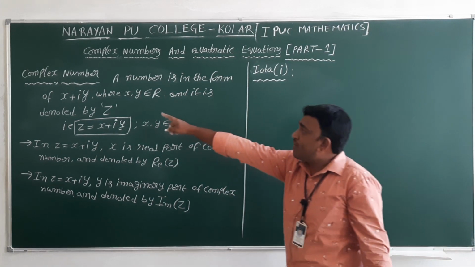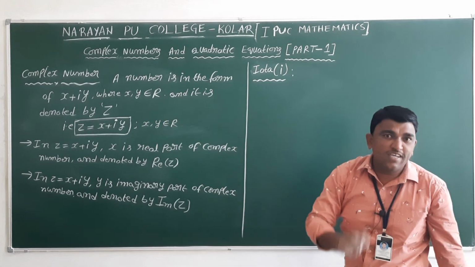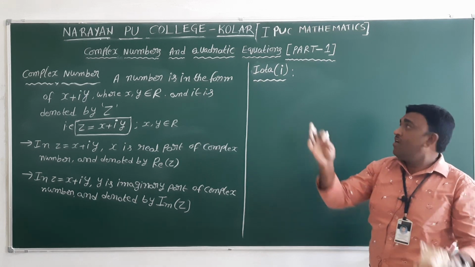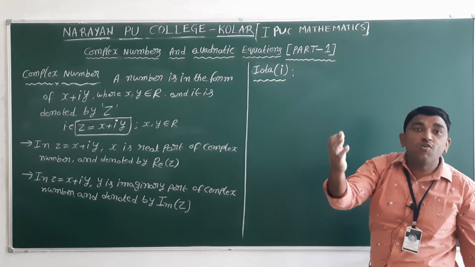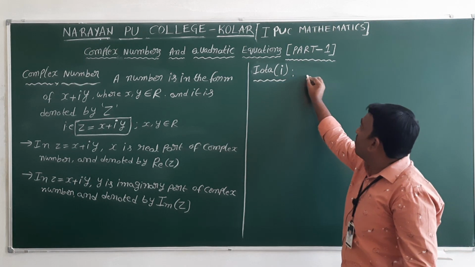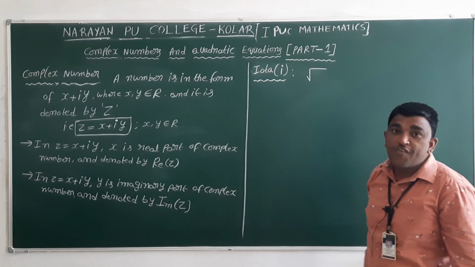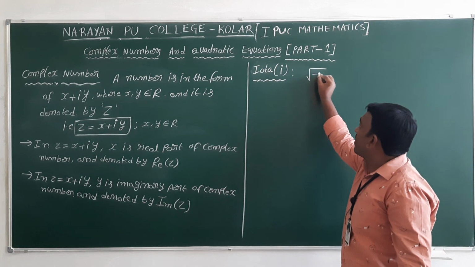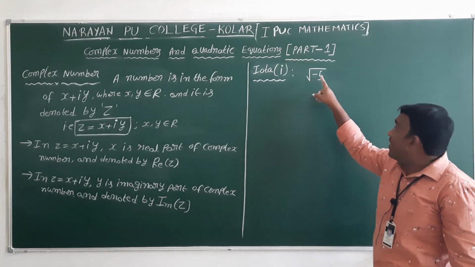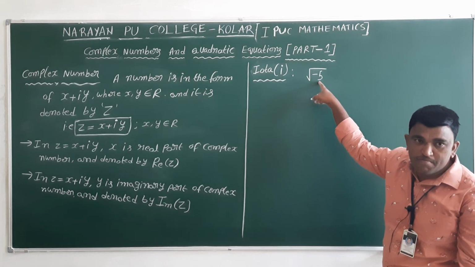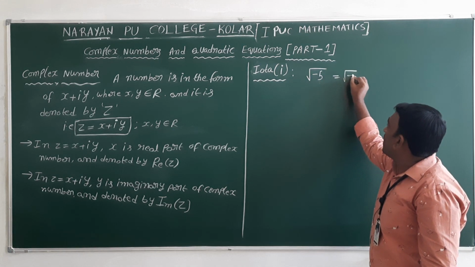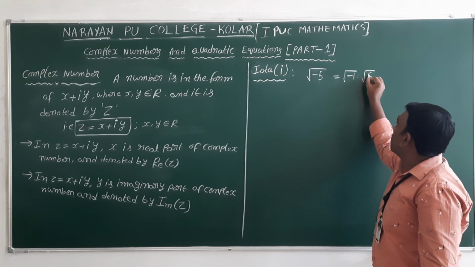Now here x plus iy you got, but what is the i? So before going to define the complex number, first we need to know what is i. i is nothing but iota. For example, inside the root, if we take negative numbers, whatever it may be, for example root minus 5, it's not a real number. If it is only 5, we can say it is a real number, but because of the negative, for this we can write root minus 1 into root 5.